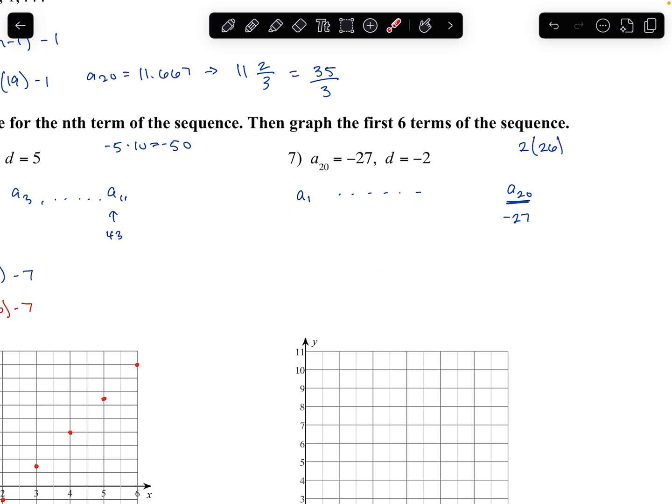All right, so kind of backtracking. So a1, and then if I subtract negative 2, subtract negative 2, subtract 2, subtract 2, if I do that enough, I'm going to get to negative 27. So if I backtrack, that's going to be adding 2. So negative 27, and then if I add 2 19 times, negative 27 plus 2 times 19.